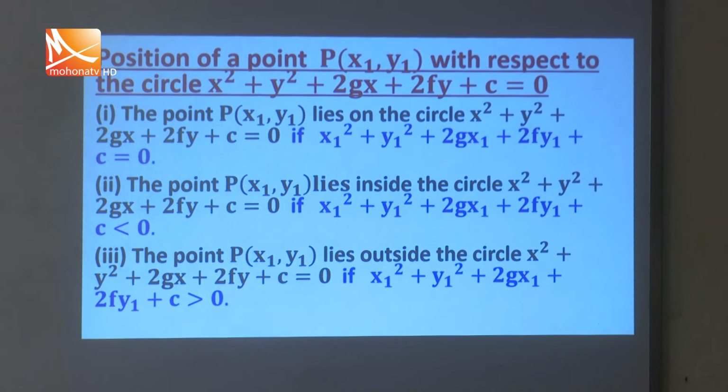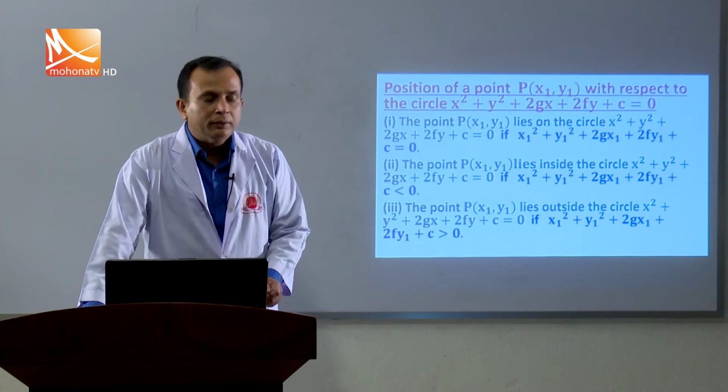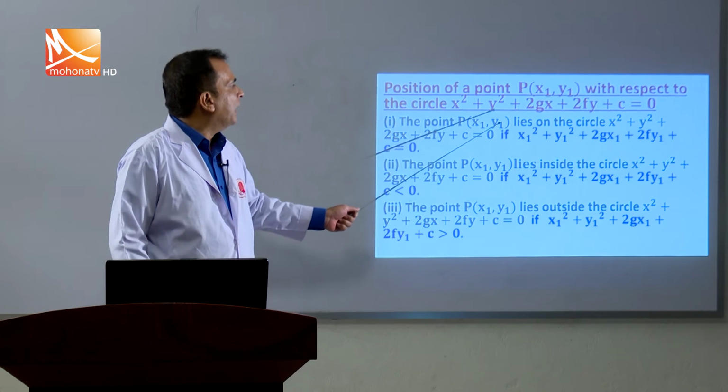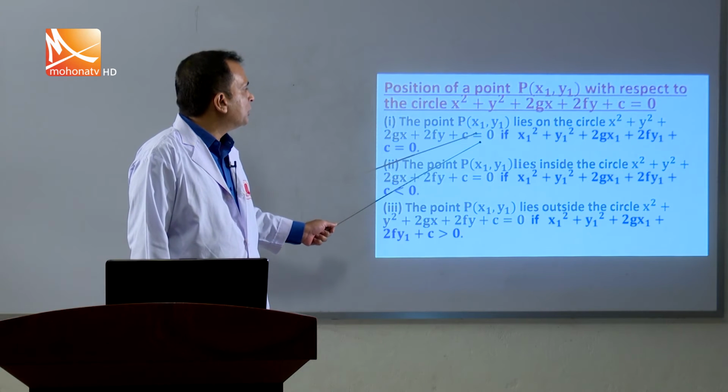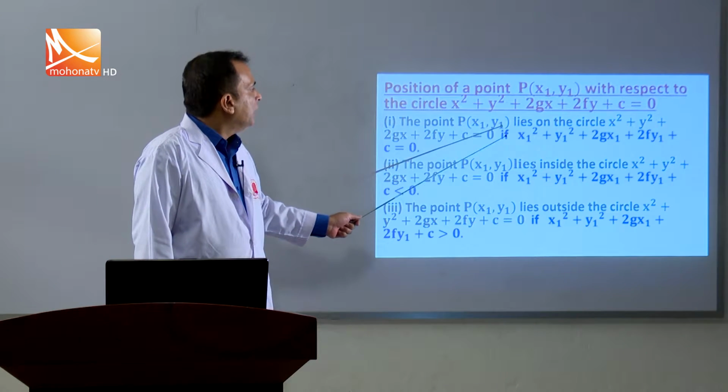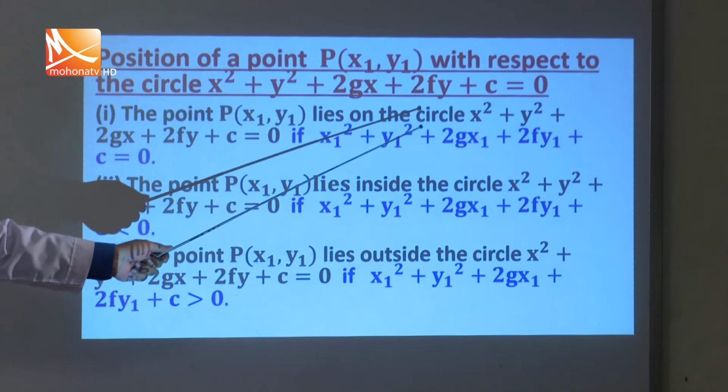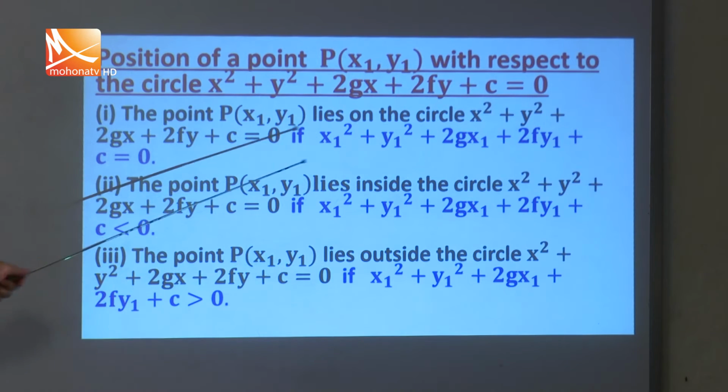Dear student, now we would like to see the position of a point P(x1, y1) with respect to the circle x square plus y square plus 2gx plus 2fy plus c equals 0. There are three rules here. First, the point P(x1, y1) lies on the circle if x1 square plus y1 square plus 2gx1 plus 2fy1 plus c equals 0.